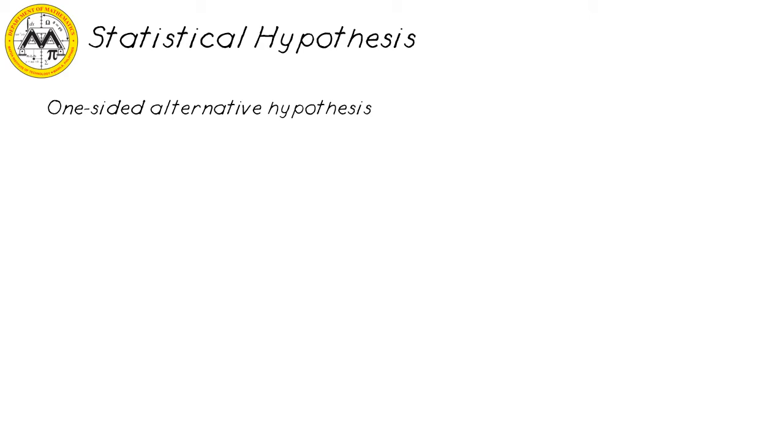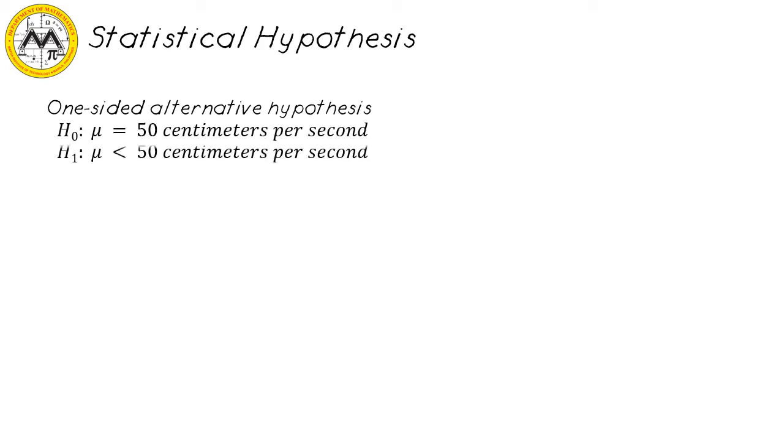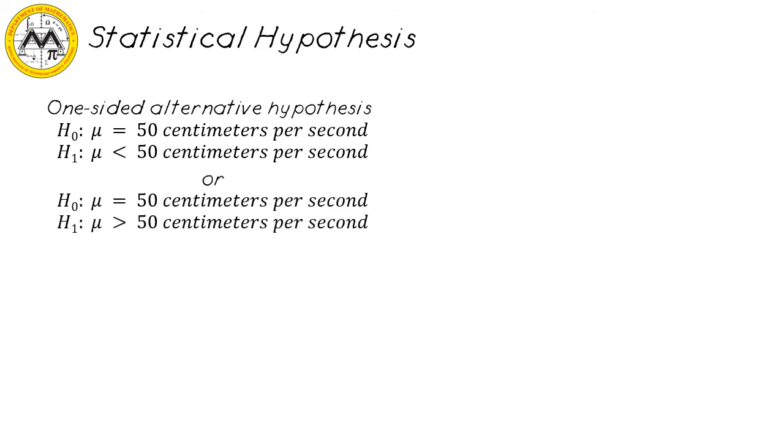This can be written as a one-sided alternative hypothesis, or there are certain other alternative hypotheses like: the null hypothesis that the mean is equal to 50 centimeters per second against the alternative that the mean is less than 50 centimeters per second. Another alternative hypothesis would be when the mean is equal to 50 centimeters per second and the alternative is that the mean is greater than 50 centimeters per second.